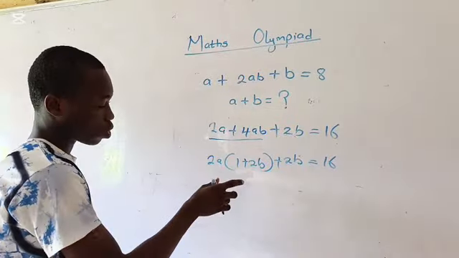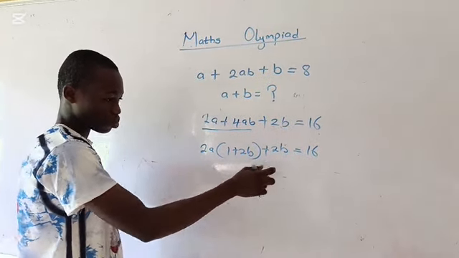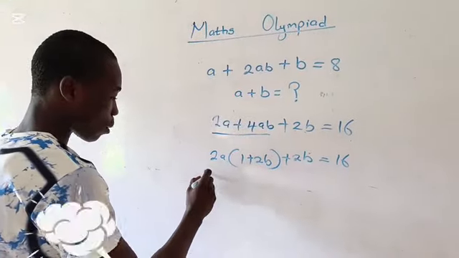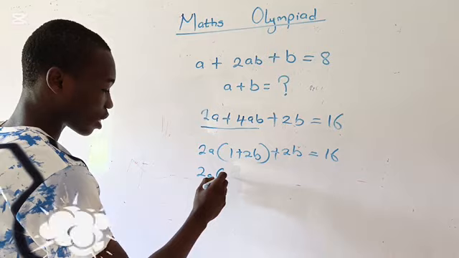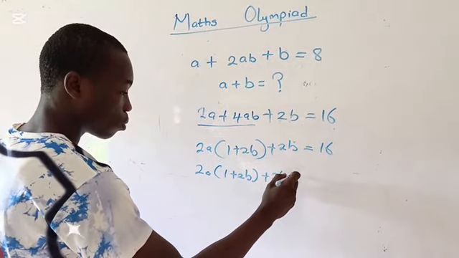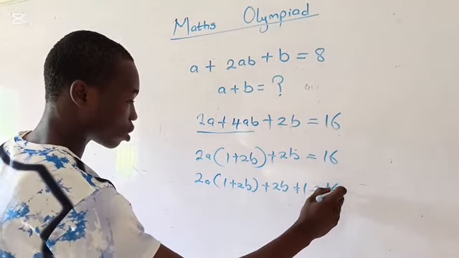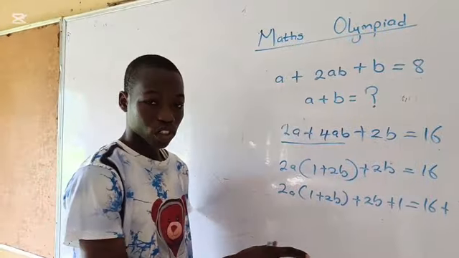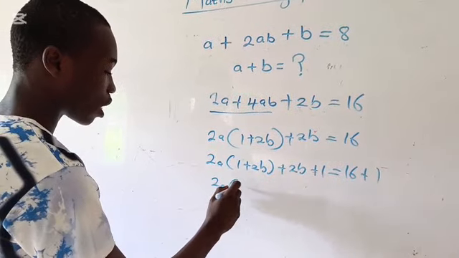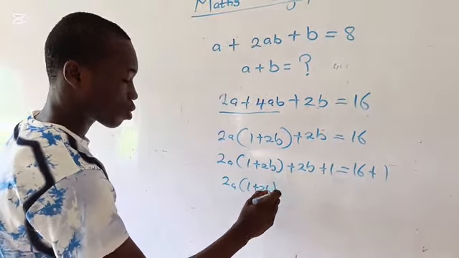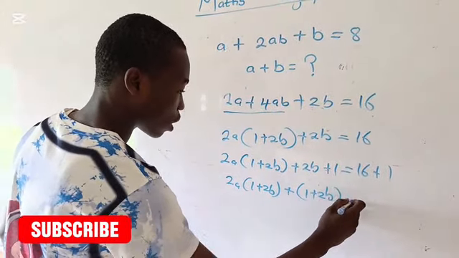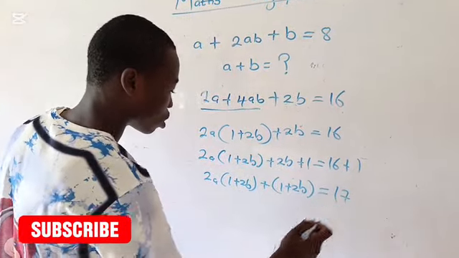So now I want what is inside this bracket to be here also. So what I need to do is to add 1 to both sides, right? So I'm going to have 2a into bracket 1 plus 2b plus 2b plus 1 equals 16 plus 1. You can see that I added 1 to both sides. Now I can group this by saying 2a into bracket 1 plus 2b, and here also we have plus 1 plus 2b inside bracket equals 17.